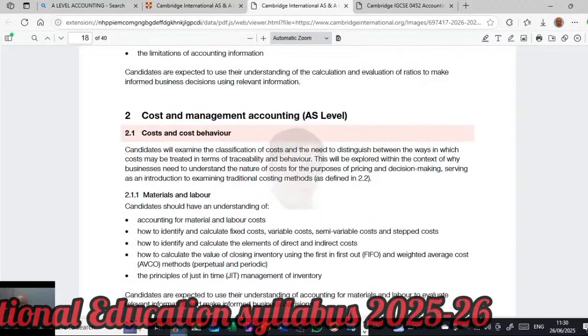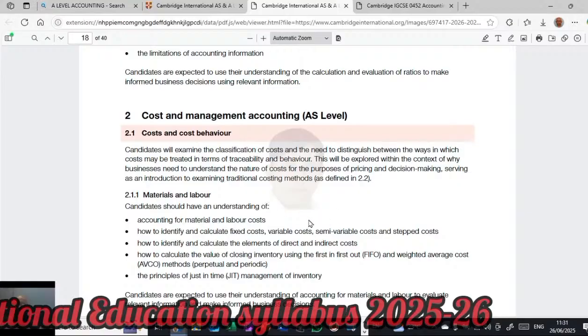Cost and management accounting. In AS level, you will have cost and management accounting, also a bit of cost and management. So cost, material and labor movements: how to account for material and labor. You will be learning how to use methods of costing like the first in first out method and the average cost method. So this is costing of materials.